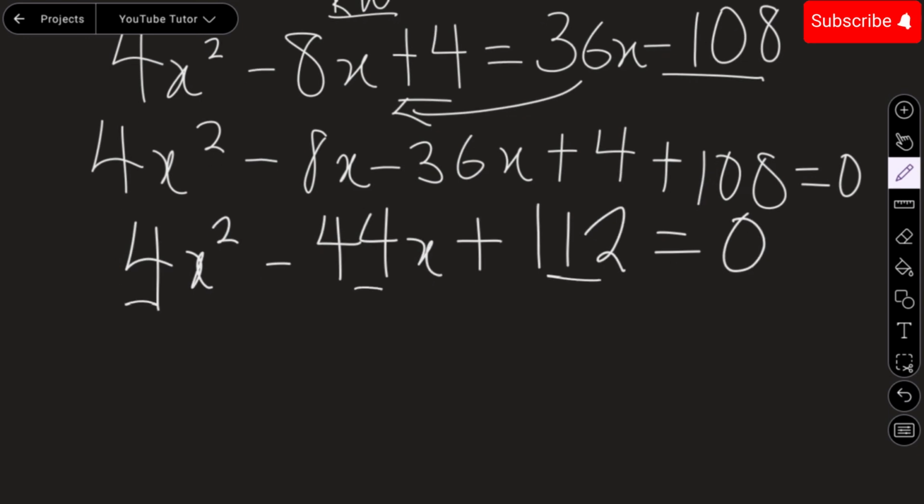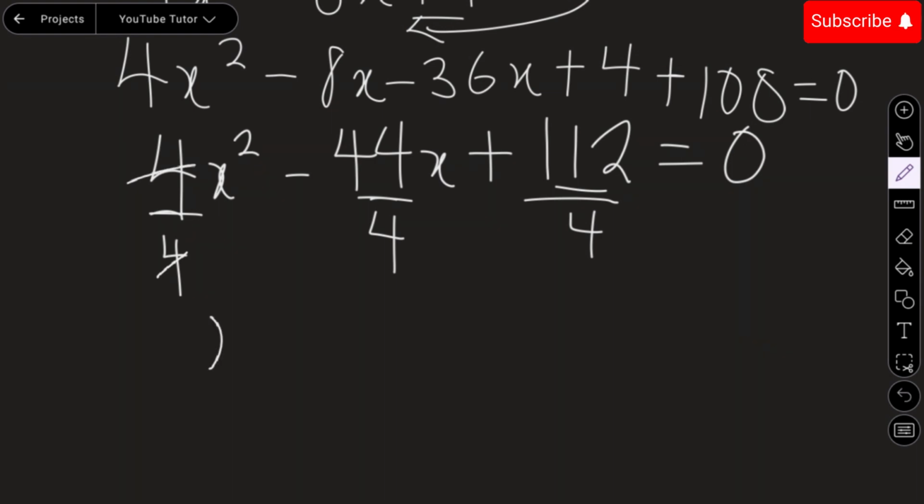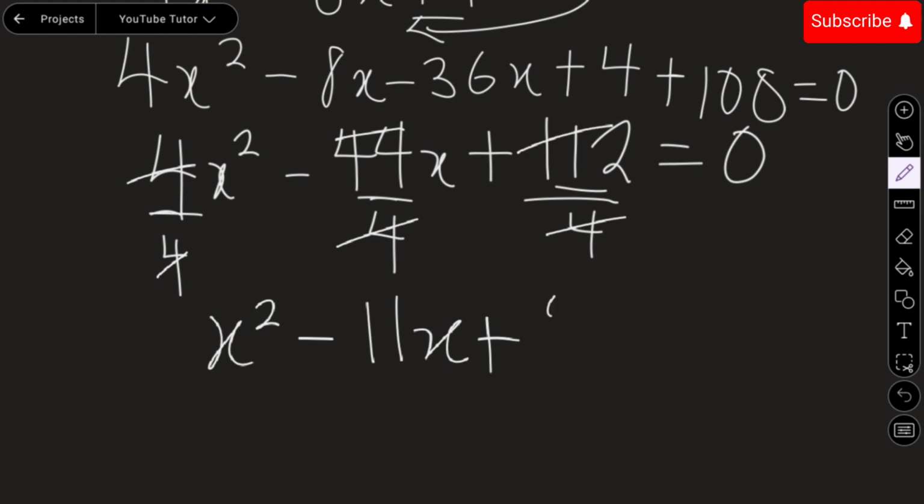Looking at this expression, 4 is a common factor, so we can divide through the equation by 4. And here we get x squared minus 11x, since 4 times 11 gives us 44. Then plus 28 being equal to 0.